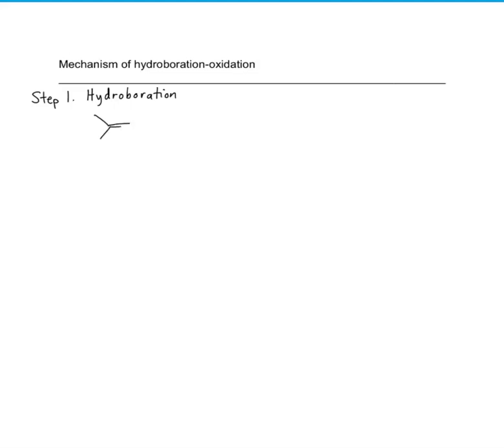So let's use this alkene, and we're going to treat this with BH3. And what's going to happen is that the BH3 is going to add across the alkene in this fashion, and that gives you what's called an alkyl borane. Okay, so BH3 itself is called borane.